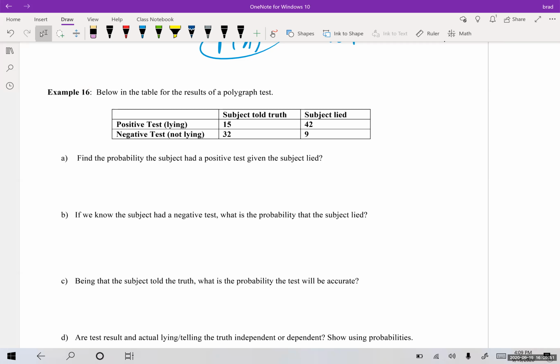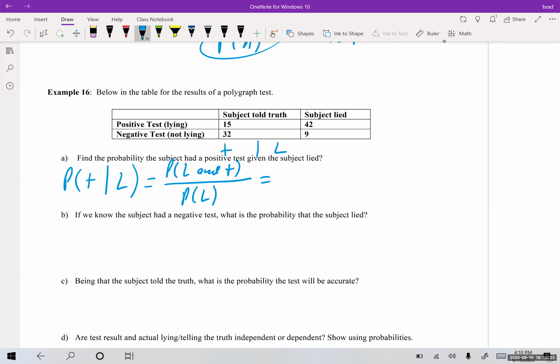Okay, so it says find the probability the subject had a positive test result given that the subject lied. So we're finding the probability of a positive test result given they lied. That means we're going to have to do the probability of lying and positive test result divided by the given, which is the probability of lying.